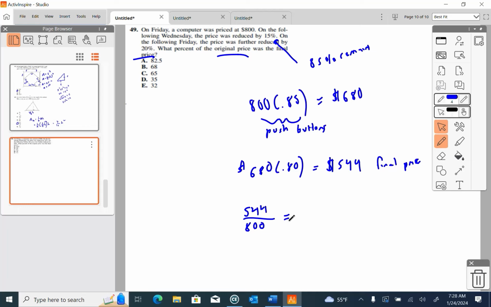Now what's that reduced down to? Both divisible by 2. 272 over 400. It's going to be 136 over 200. That's going to be 68 over 100.